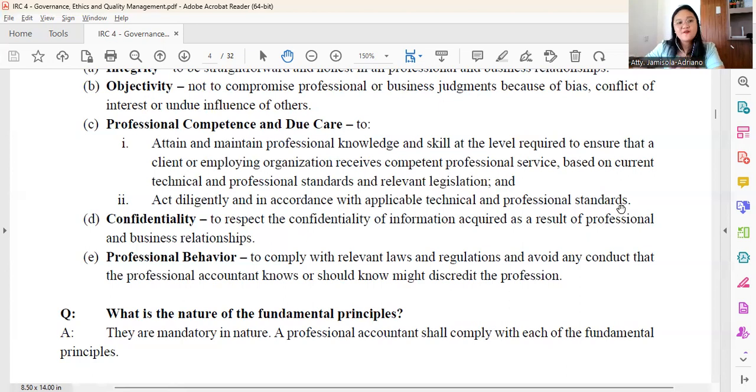Another fundamental principle is confidentiality. This is to respect the confidentiality of information acquired as a result of professional and business relationships. So we have this accountant-client relationship. So for example, if your client has disclosed a particular information to you, you should not tell this, or you should not share this information to other persons. You are only allowed to share this information if your client has consented to it. You should get the consent of your client first before you share this particular information to another person. You must respect the confidentiality of the information that is being provided to you by your client.